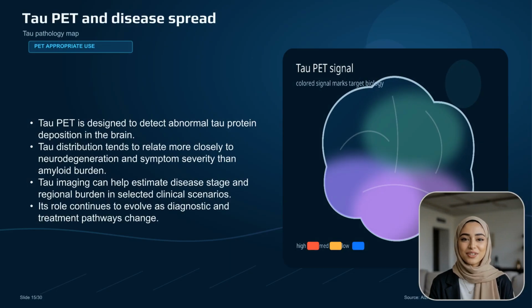Tau PET detects abnormal tau protein deposition, relating more closely to neurodegeneration and symptom severity than amyloid. Tau imaging can help estimate disease stage and regional burden in clinical scenarios.